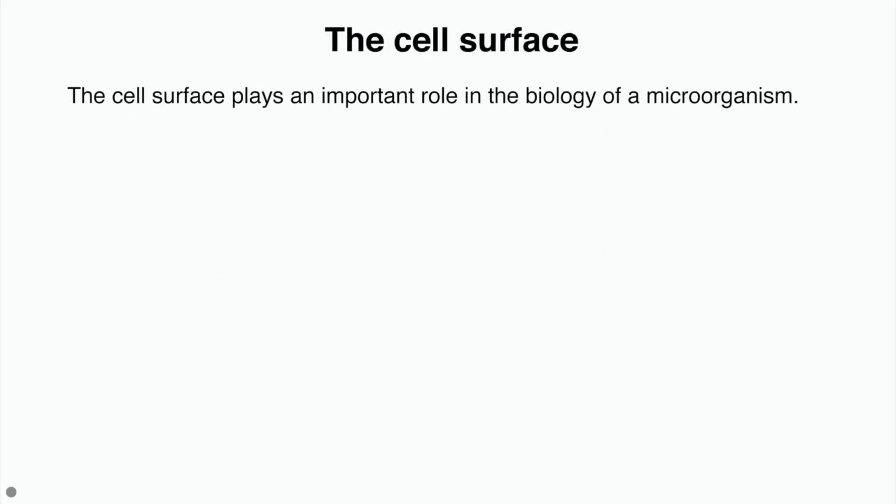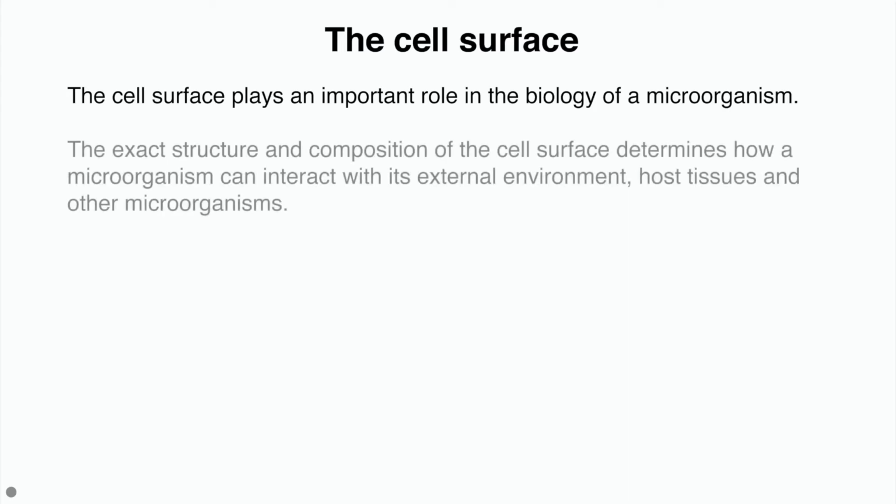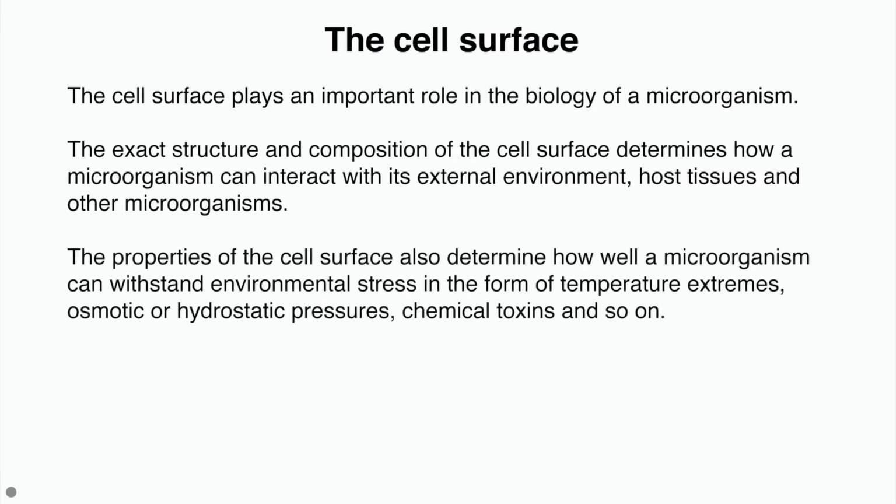The cell surface plays an important role in the biology of a microorganism. The exact structure and composition of the cell surface determines how a microorganism can interact with its external environment, host tissues, and other microorganisms. The properties of the cell surface also determine how well a microorganism can withstand environmental stress in the form of temperature extremes, osmotic or hydrostatic pressures, chemical toxins, and so on.